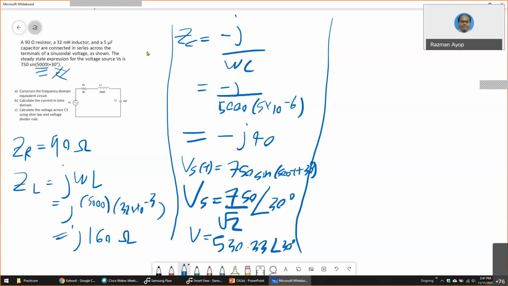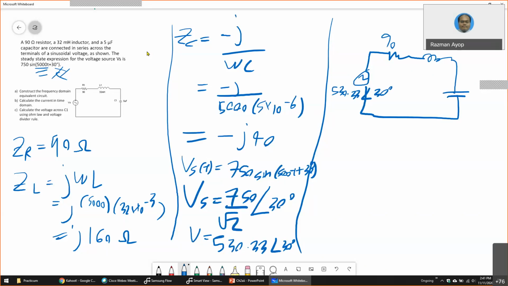After you get all the parameters, you have to redraw. If they ask you to construct, it means you have to redraw everything again, and you will be given marks for redrawing. Draw the inductor, capacitor, and lastly write the values: 530.33 angle 30 degrees, this one is 90, this one is 160 J, and this one is negative 40 J. So you have to redraw again and insert these values.